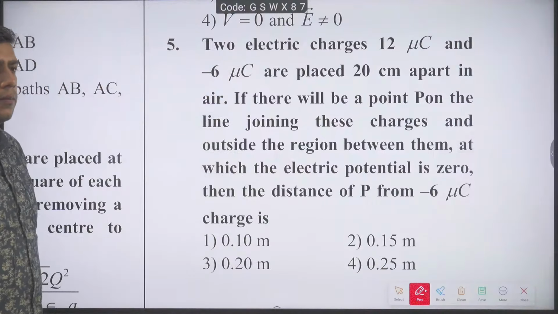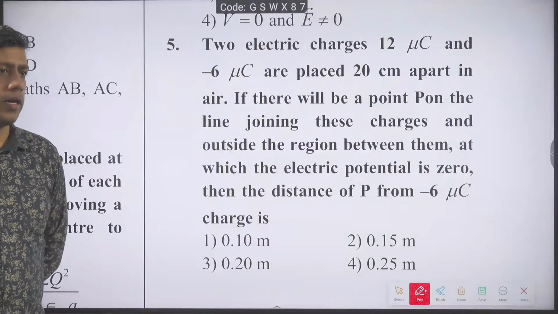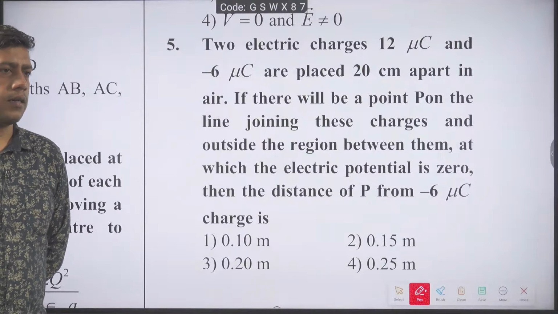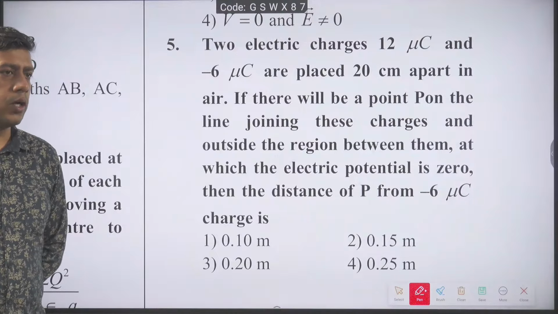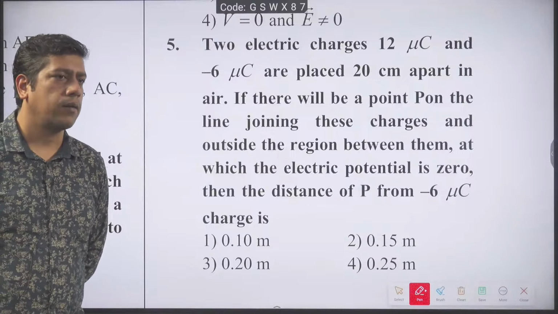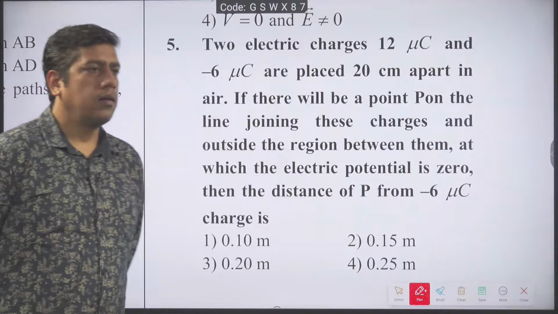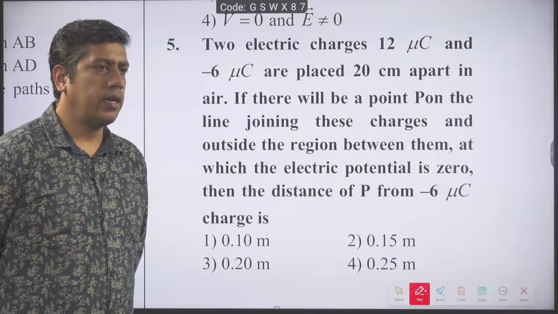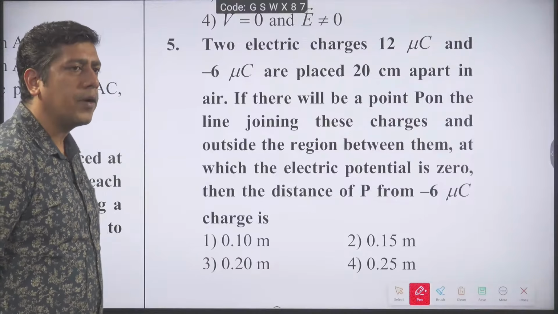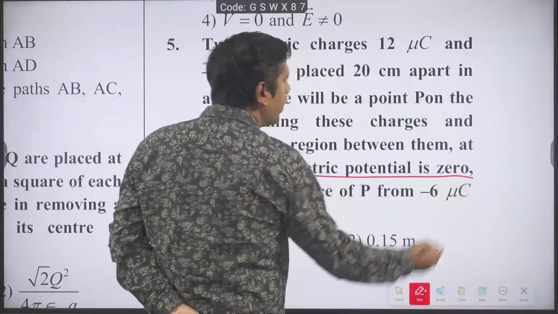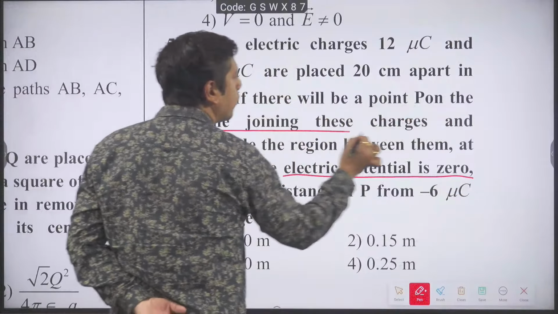Okay, option 3, 1, 2, 1, 1, 3, 3. We are getting a lot of different options: 1, 2, 3, 1, 2, 3. Okay, no one is saying 4. Let's see. Okay, 3. They're asking where the electric potential is 0, at a point P on the line joining the charges.